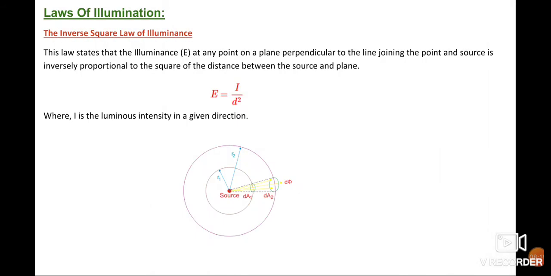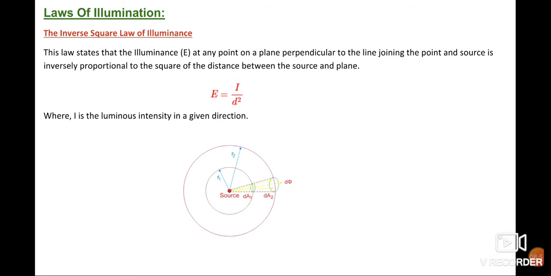Laws of illumination. The first law is the inverse square law of illuminance. This law states that the illuminance E at any point on a plane perpendicular to the line joining the point and source is inversely proportional to the square of the distance between the source and plane, where I is the luminous intensity in a given direction. So it is denoted by E equals I divided by d squared.